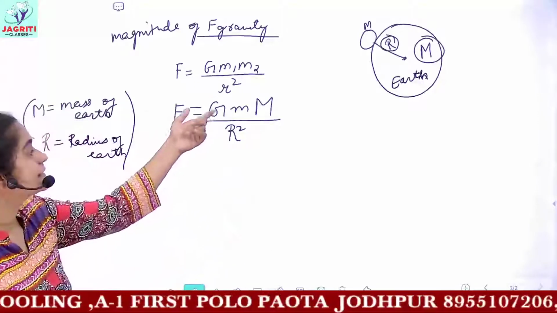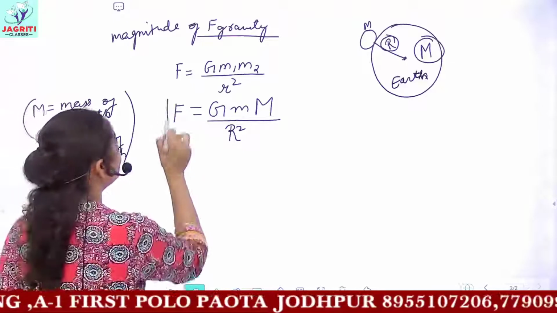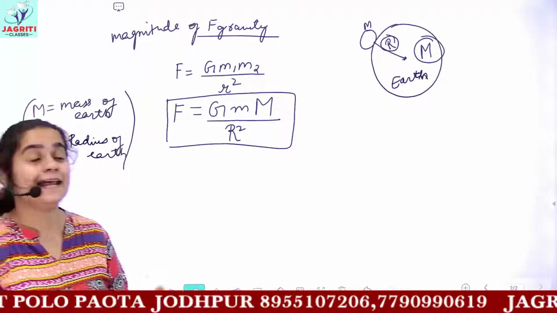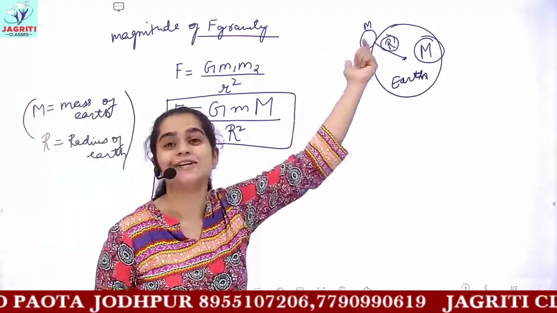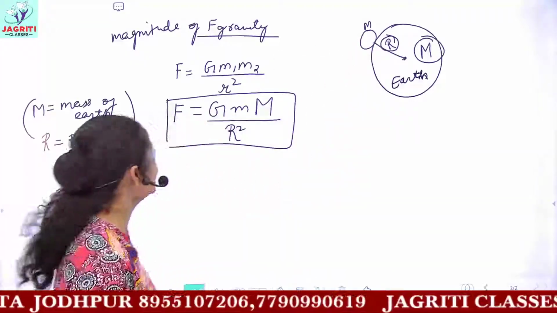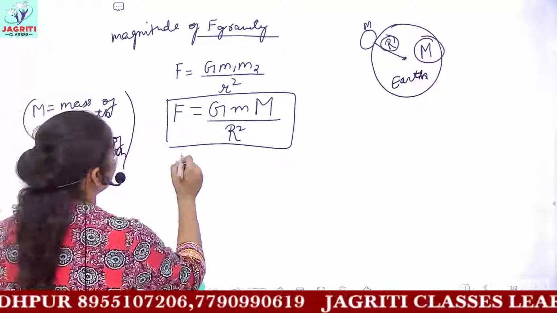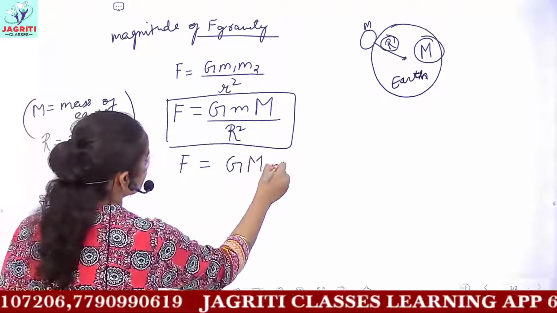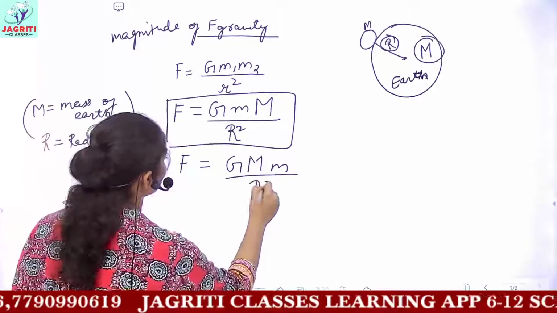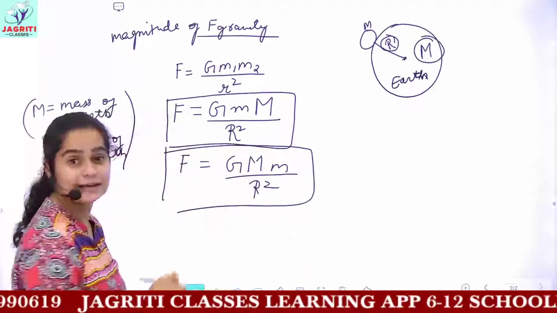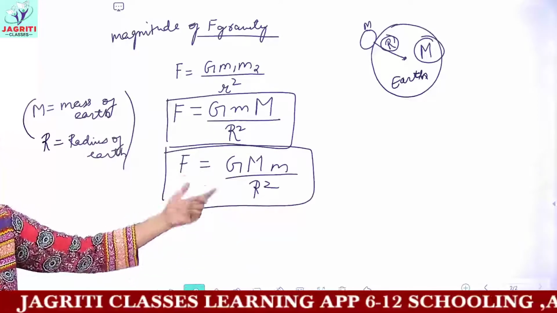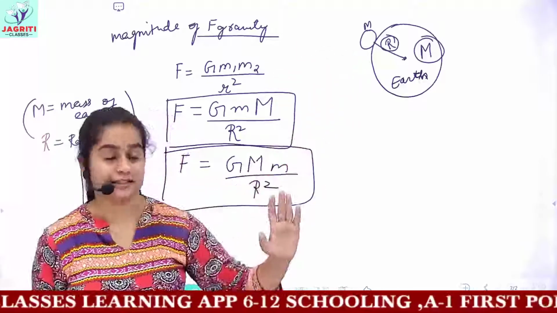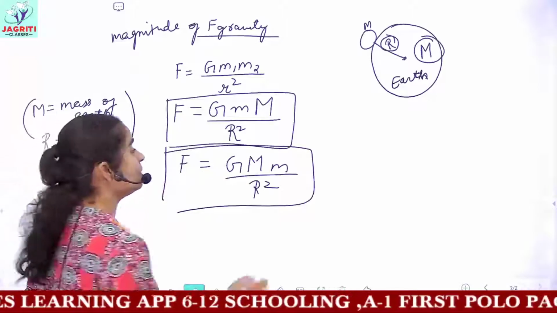So this is the formula for gravity, or the force of gravity which is exerted by the earth on any object which is present on the surface of the earth. So now you get the formula F equals G M m upon r square. It can also be written as G capital M small m upon r square. It's one and the same thing. So this gives you the magnitude of the gravity force exerted by the earth on any of the objects. Now you have to remember this formula.